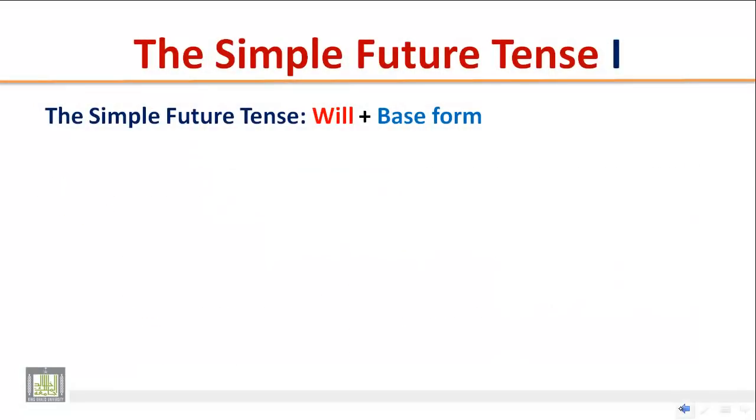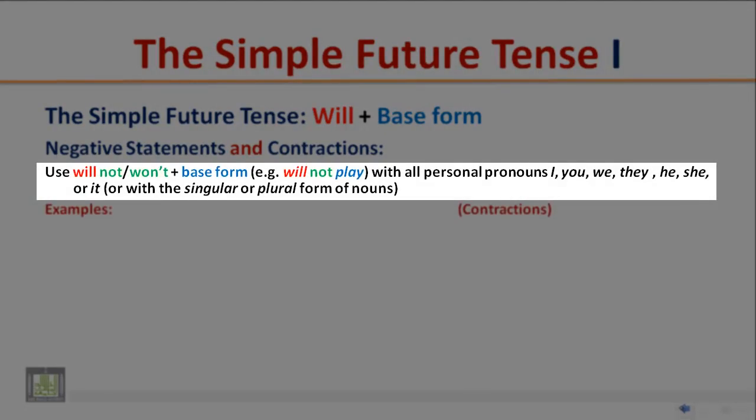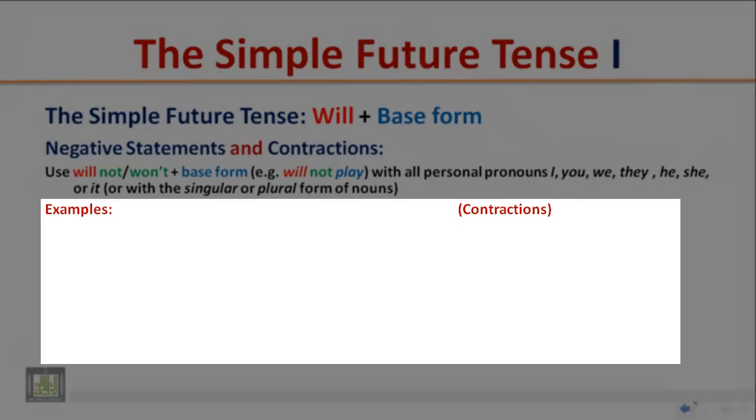The simple future tense: will plus base form. Negative statements and contractions. Use will not or won't plus base form. For example, will not plays with all personal pronouns, I, you, we, they, he, she, or it, or with the singular or plural form of nouns. Examples. I will not be home at 8 o'clock. I won't be home at 8 o'clock.